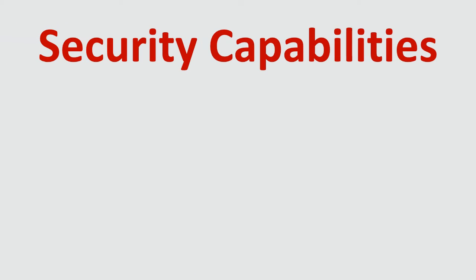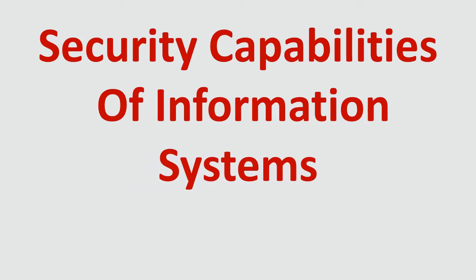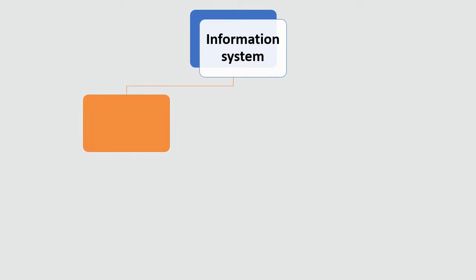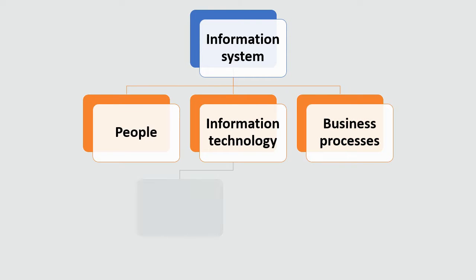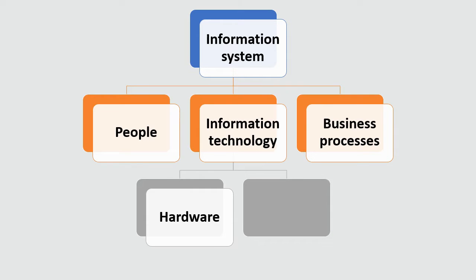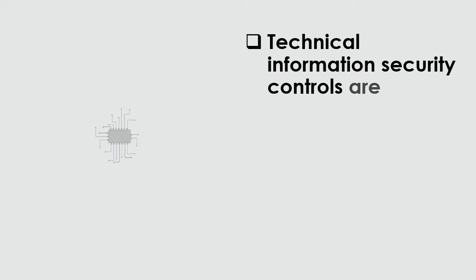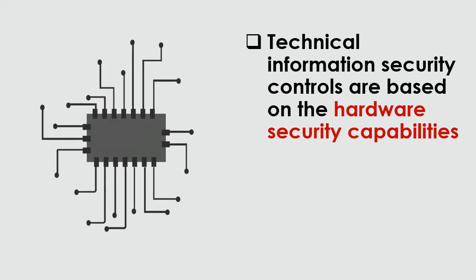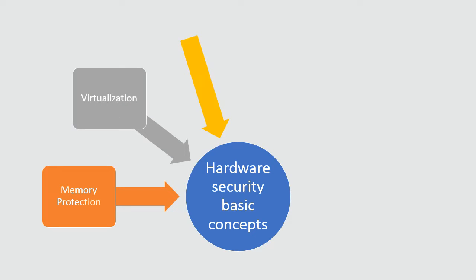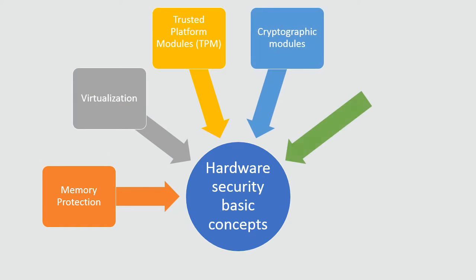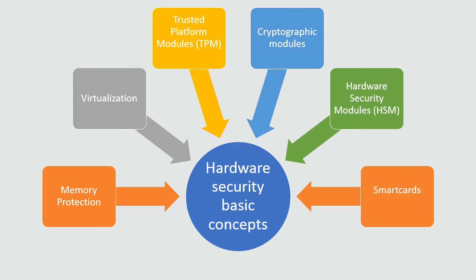Security capabilities of information systems. Information systems are the combination of people, information technology, hardware and software, and business processes to accomplish a business objective. Technical information security controls are based on the hardware security capabilities. Hardware security basic concepts are memory protection, virtualization, trusted platform modules, TPM, cryptographic modules, hardware security modules, HSM, smart cards.